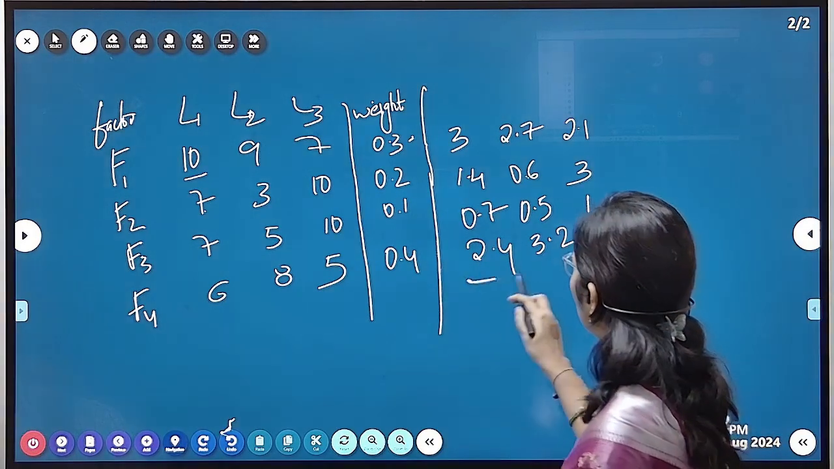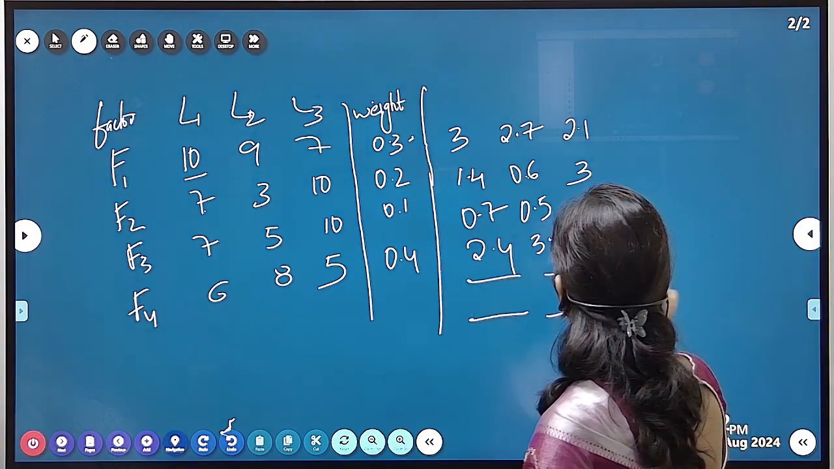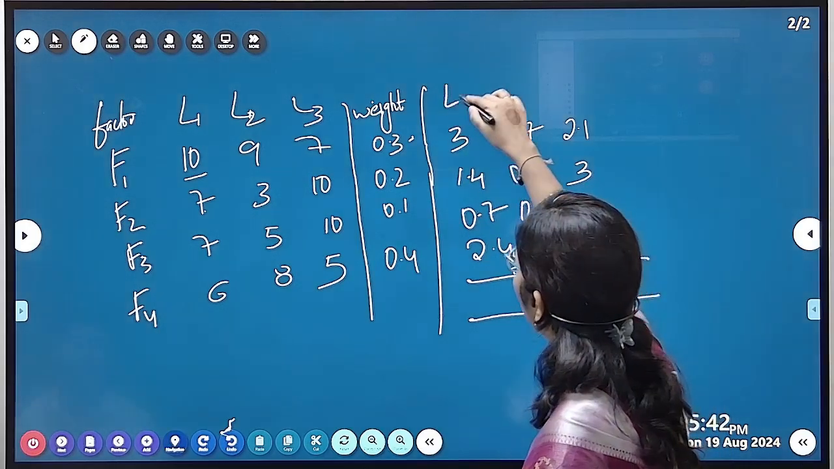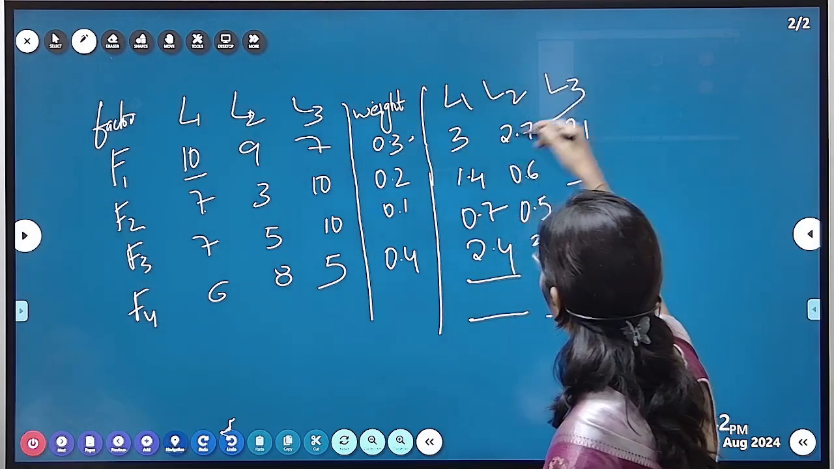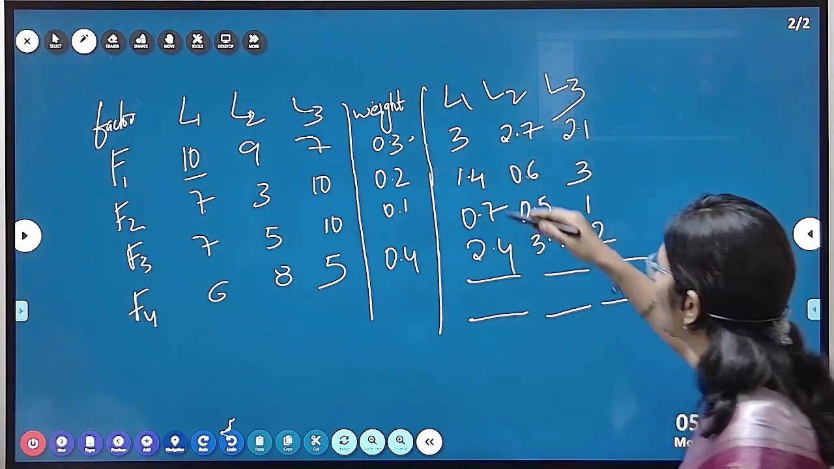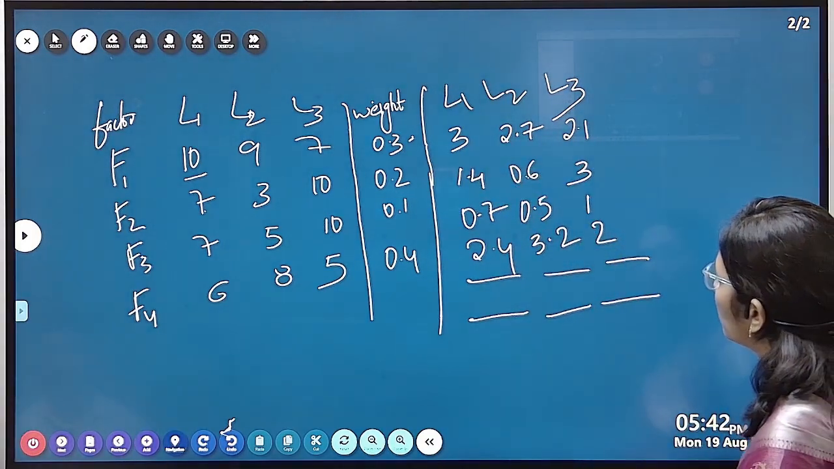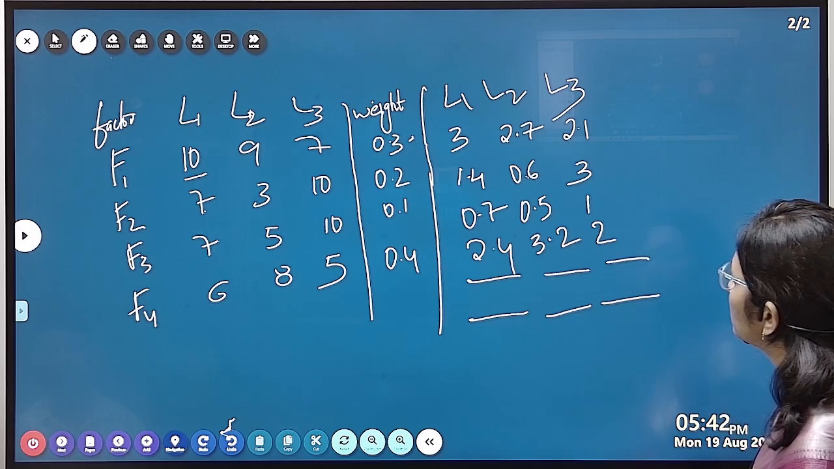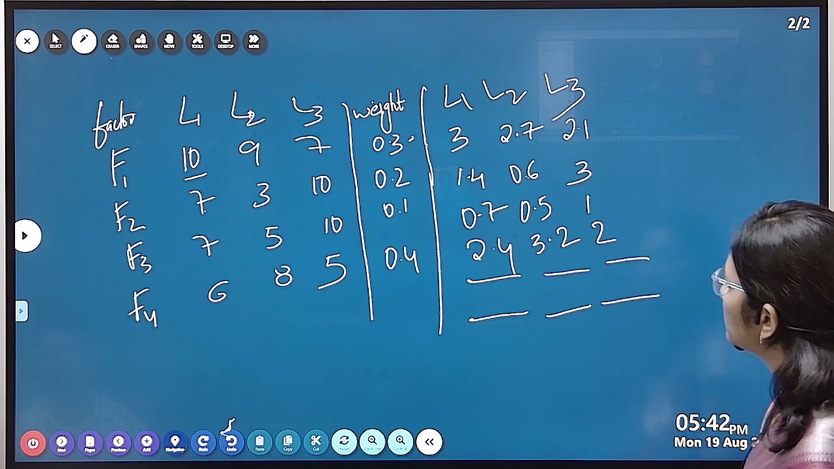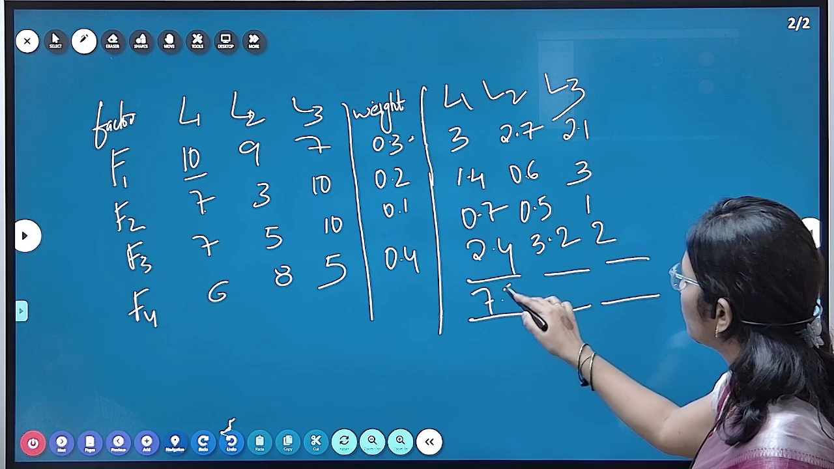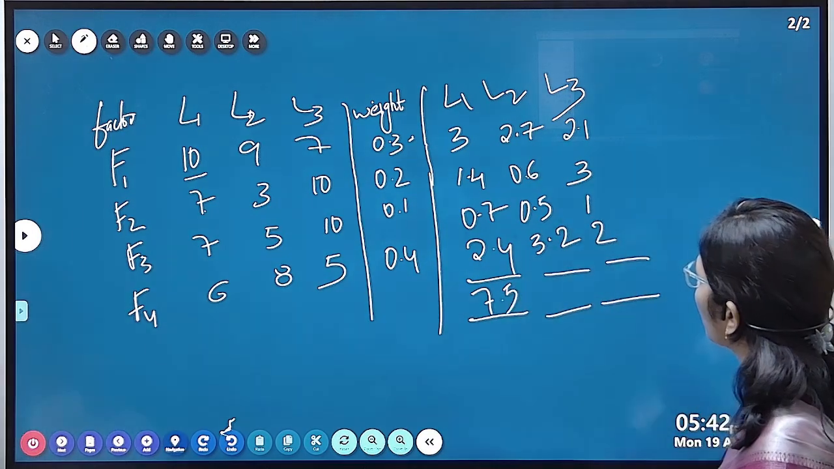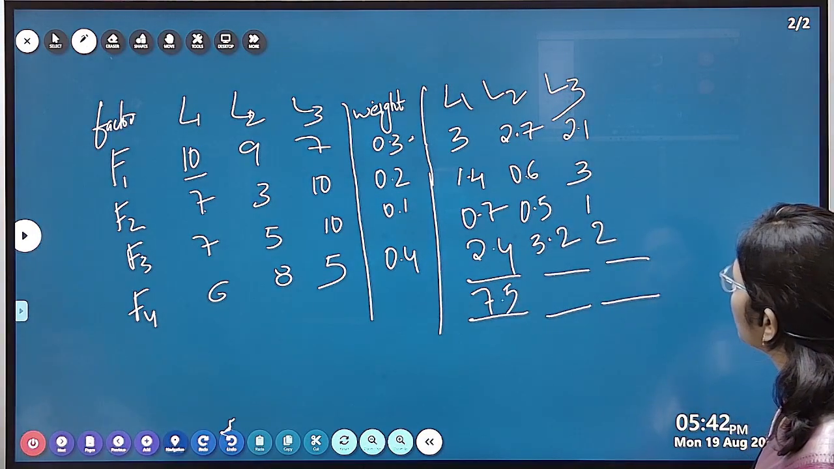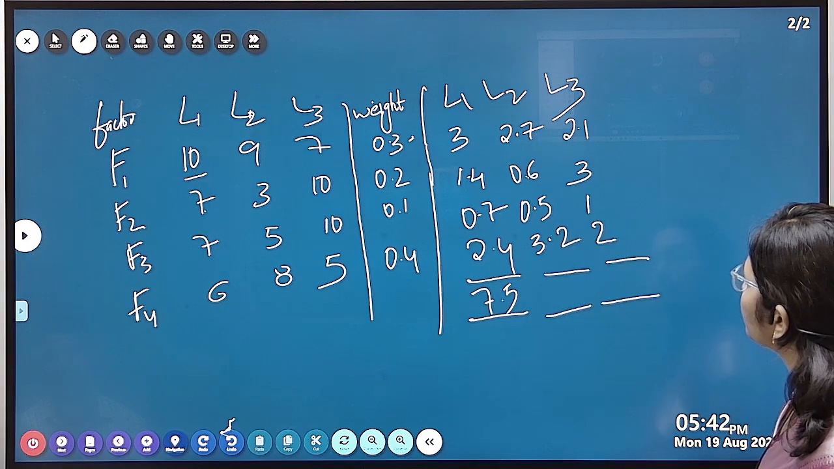2, right? So what's the total of these alternatives L1, L2 and L3? Tell me fast. 3 plus 1.4 plus 0.7 plus 2.4. 2 plus 3, 5, 6. 7.5. 7.5. Next, this one. 3, 4, 5.